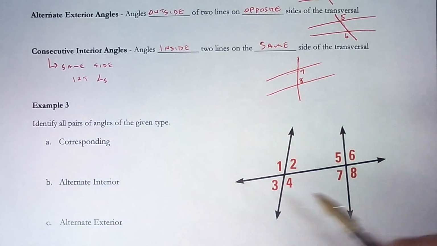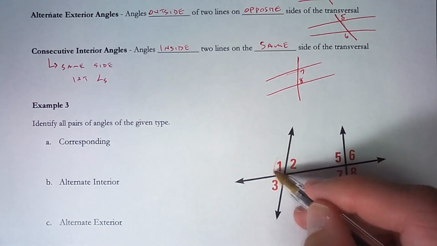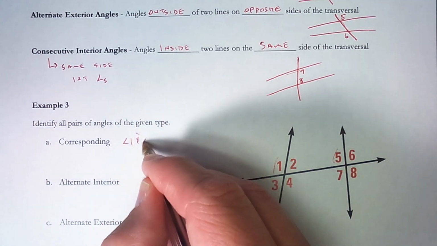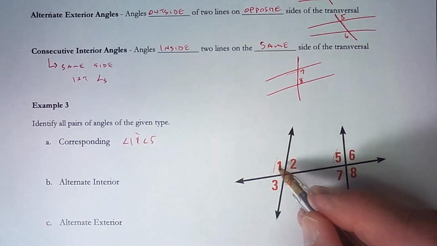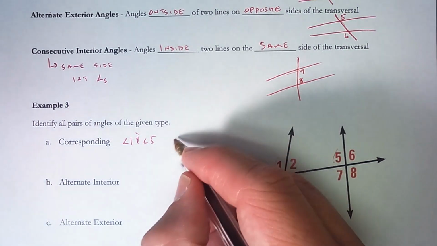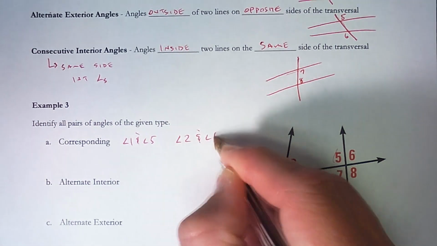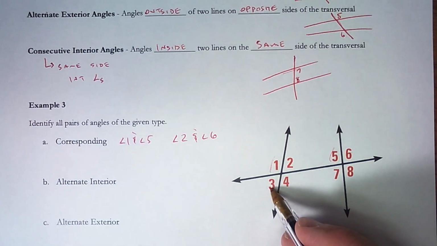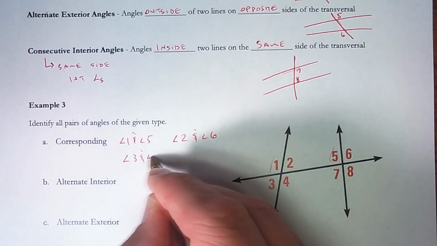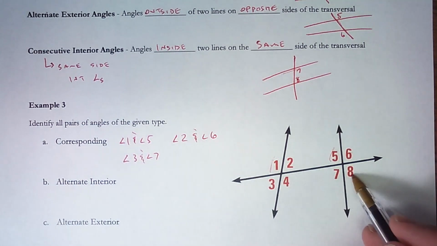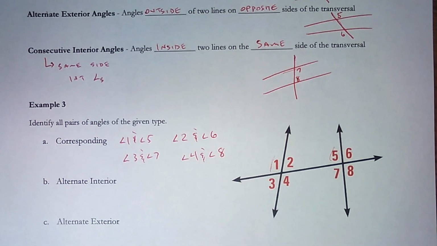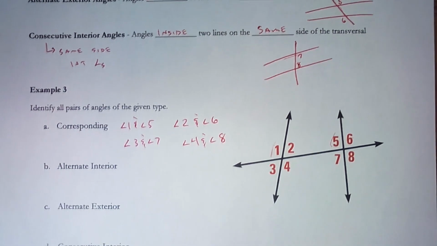Okay, so name some corresponding angles. So we've got angle 1 and angle 5. They're both in a top left position. In a top right position, we've got 2 and 6. In a bottom left position, 3 and 7. And in a bottom right position, we've got 4 and 8.